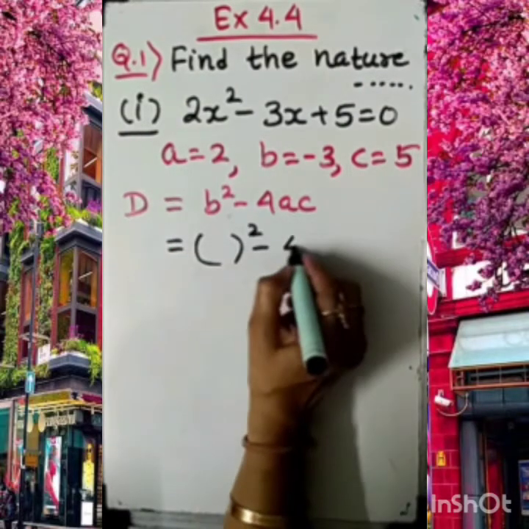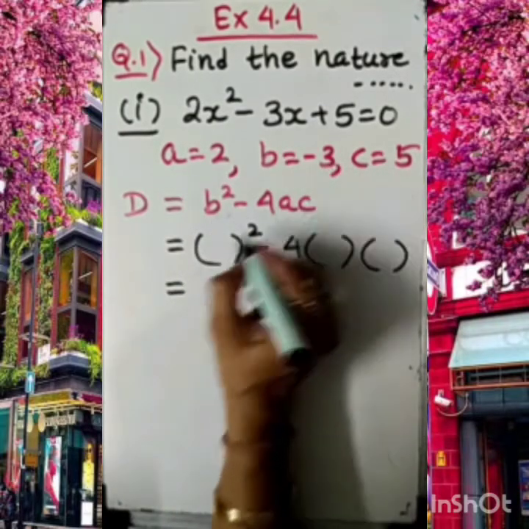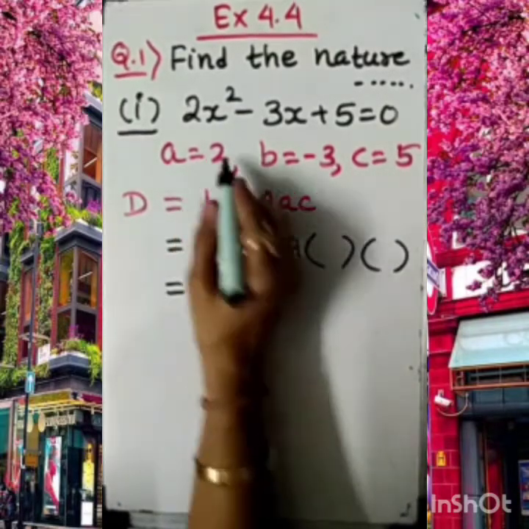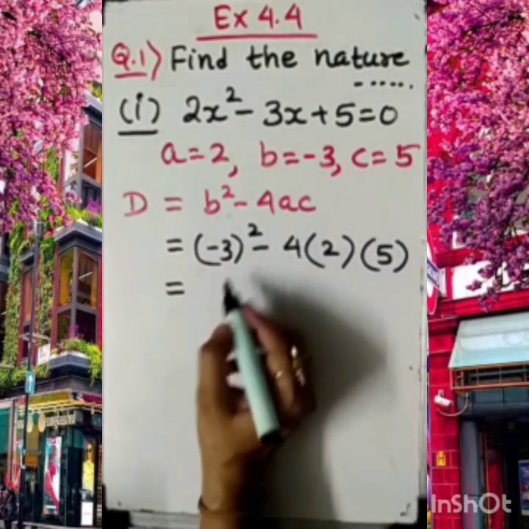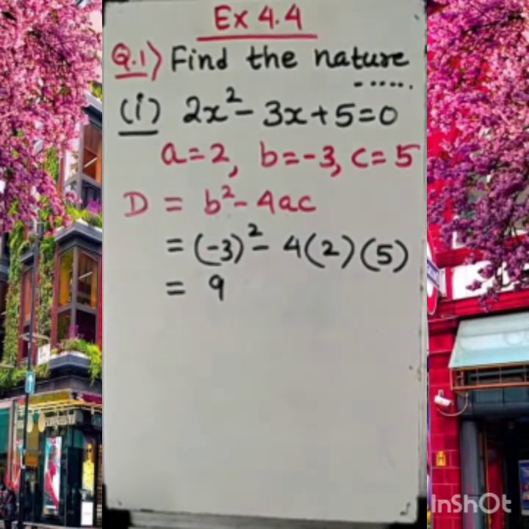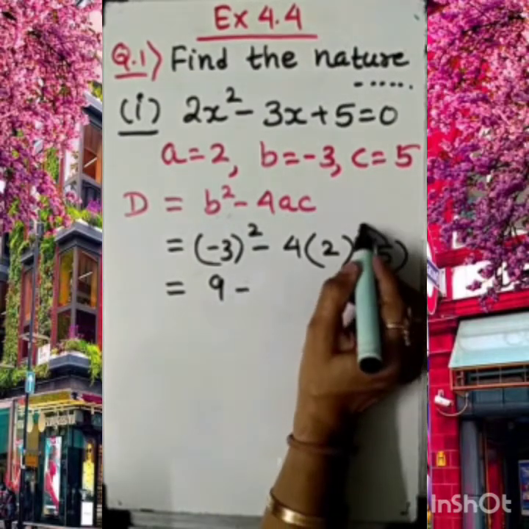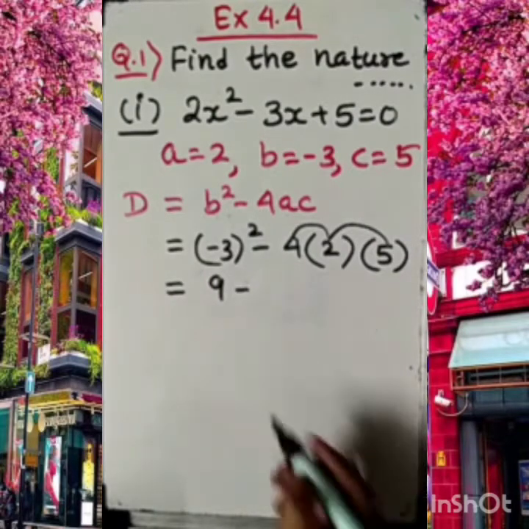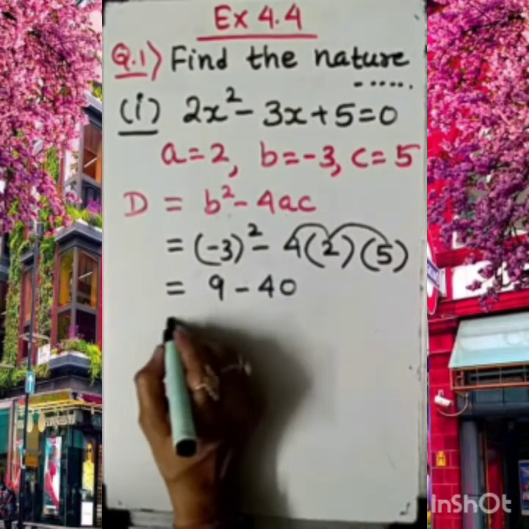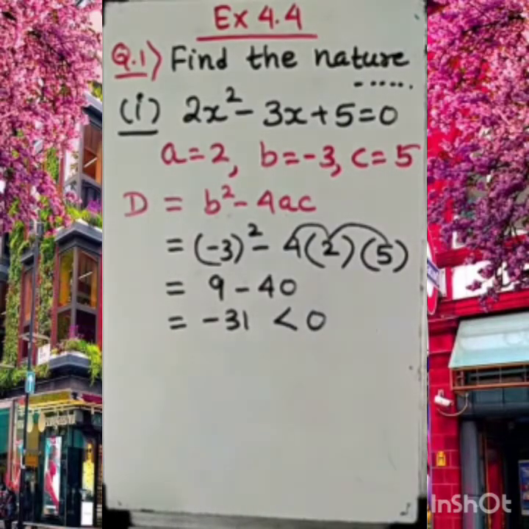So let me insert the values. What is b? −3, a is 2, c is 5. (−3)² is 9. 5 times 2 is 10, 10 times 4 is 40. So 9 − 40 is −31. My dear student, that is less than 0.